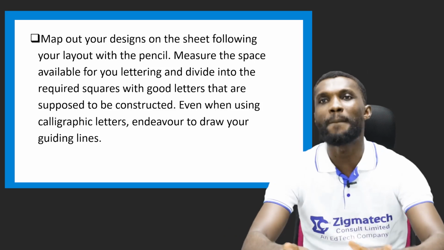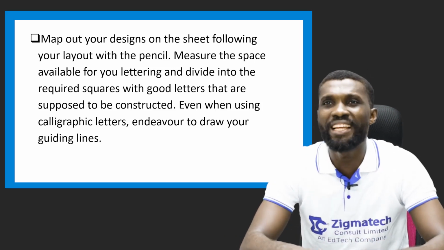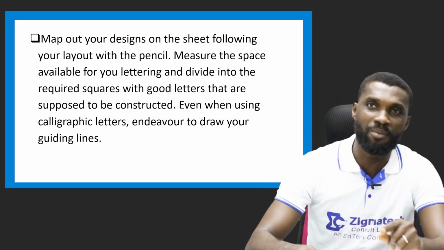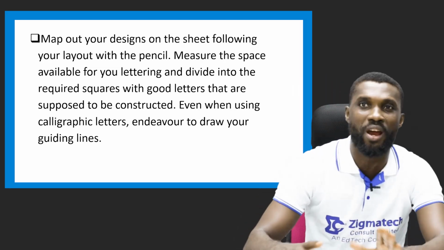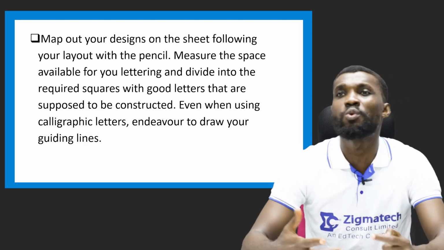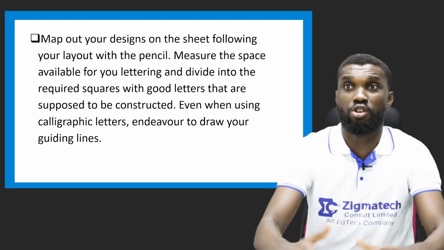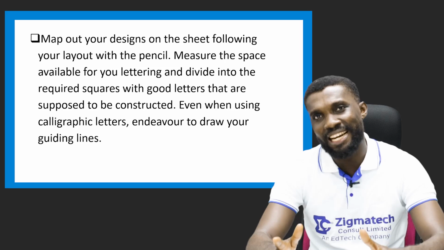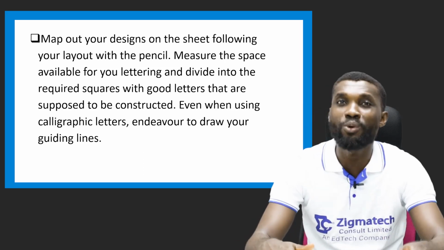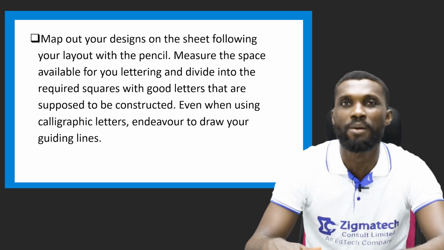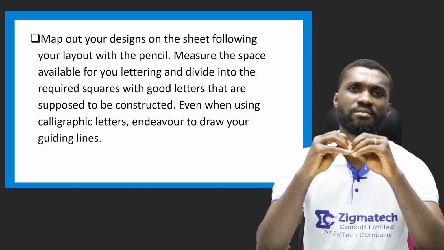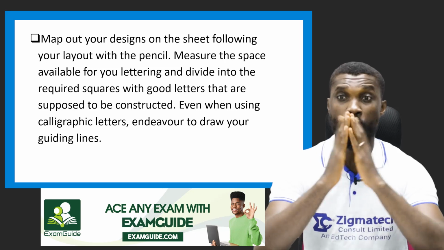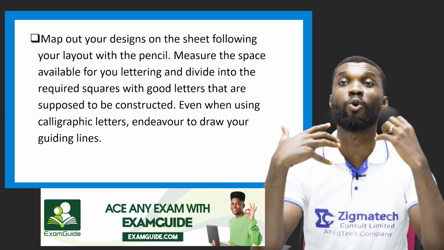Okay, now the next thing is you map out your design on a sheet, following your layout, with pencil. You start drawing based on your layout, measuring the space available for your letters and dividing them into different blocks, just like the pictures I showed you with good letters. All these are supposed to be constructed. Even when you're using calligraphic writing, endeavor to draw your diagram or your guidelines properly, because if you don't do all this, you will end up producing a bad or shabby work. Graphic designs need absolute sharpness, absolute carefulness. You need to pre-plan. You don't just dive into it, because now you're trying to communicate with people.